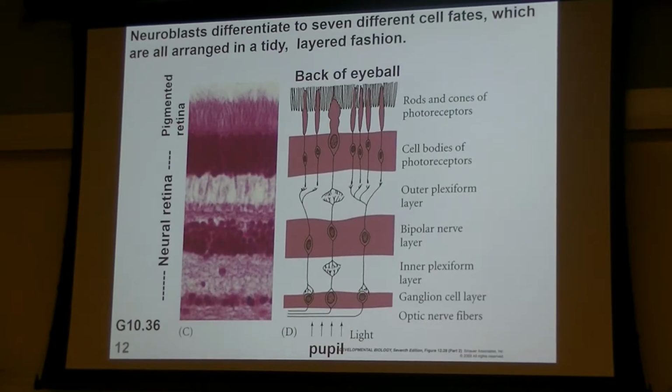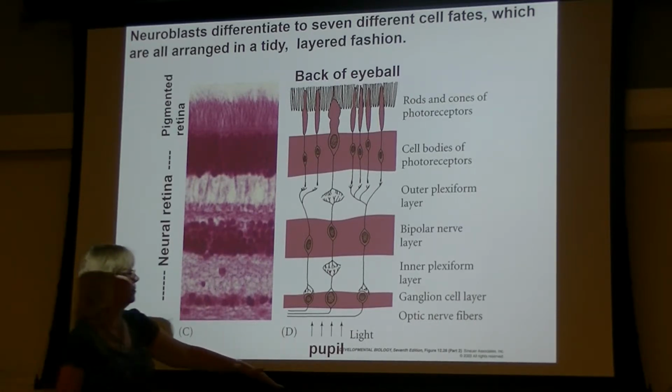So within the retina, we have neuroblasts. So we have these sort of committed precursor cells, if you will, cells that are still in a fairly stem cell-like fate, but at least they know they're going to become neurons or glia. And ultimately, this will become organized into a very tidy, layered fashion with different groups of cells.